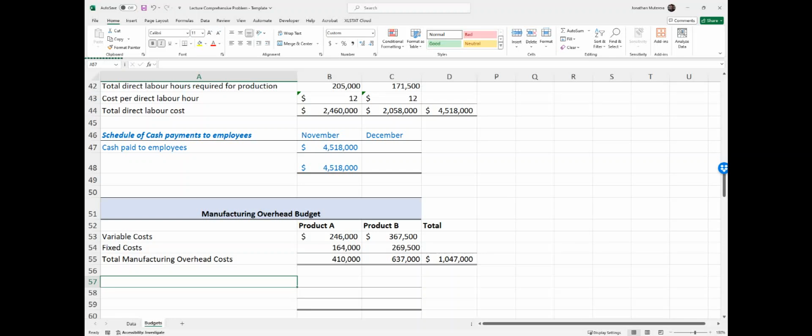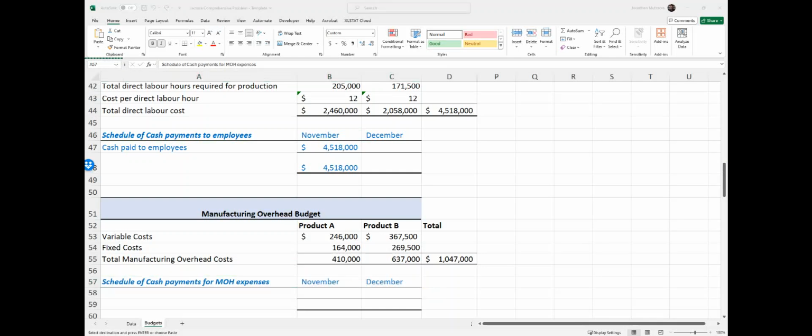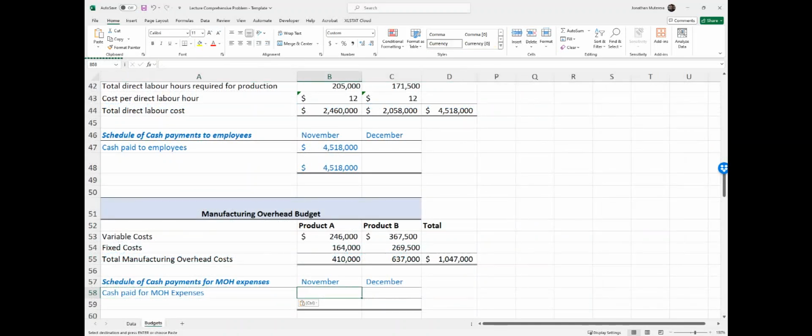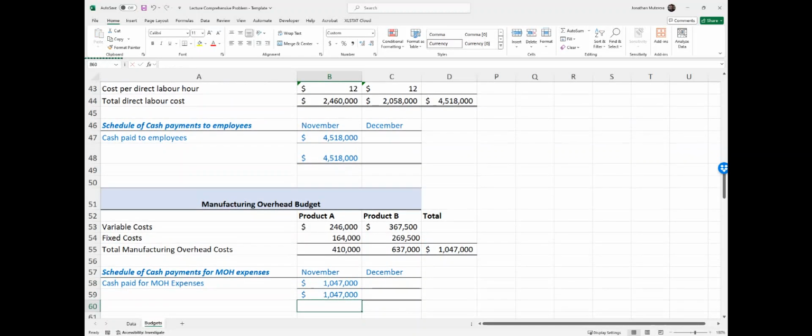Again, this will need to be paid for, and so we need to prepare another schedule of payments, but this is not for suppliers, it's for the overhead expenses. So the cash to be paid for overhead expenses, what do they say here in the problem? 100% of it is paid in the month. So okay, that's making it simple, straightforward. 100% paid in November.